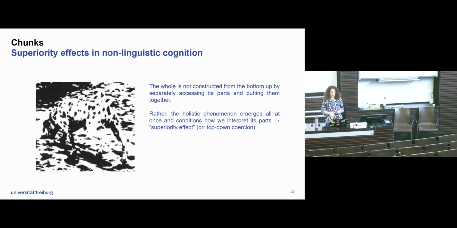So it's not possible, actually, to identify the dogs if you start from the individual dog parts, right? So the snout, the nose, the tail, etc. So you first need to have identified the whole dog, and then you understand the parts. So this is sometimes called cognitive precedence or superiority effect. So you need the whole to understand the parts.